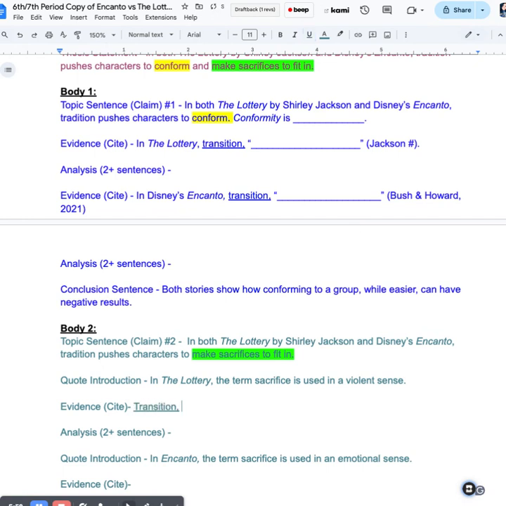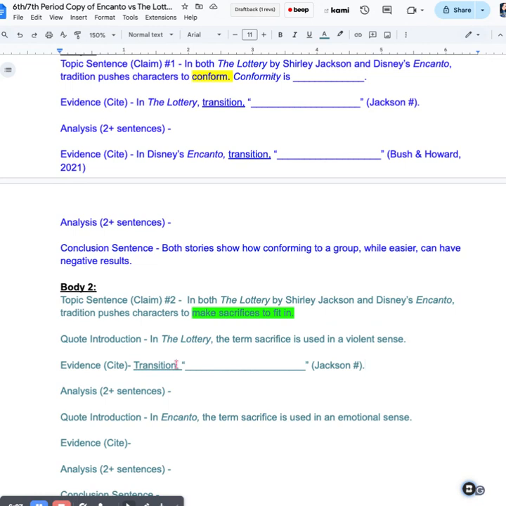Transition. And then we are going to say nothing, pretty much for right now. We're just going to put a blank here. And then Jackson, number, sign, period on the outside of our parentheses. Okay, always do that.